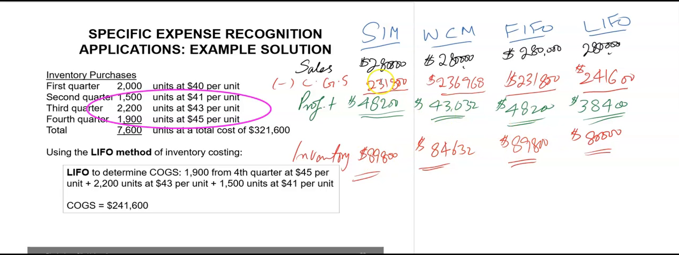So we see that the specific cost flow assumption, that is whether the company chooses the specific identification method or the weighted average cost method or the FIFO or the LIFO, has an effect on the financial performance as well as the financial position of the company.